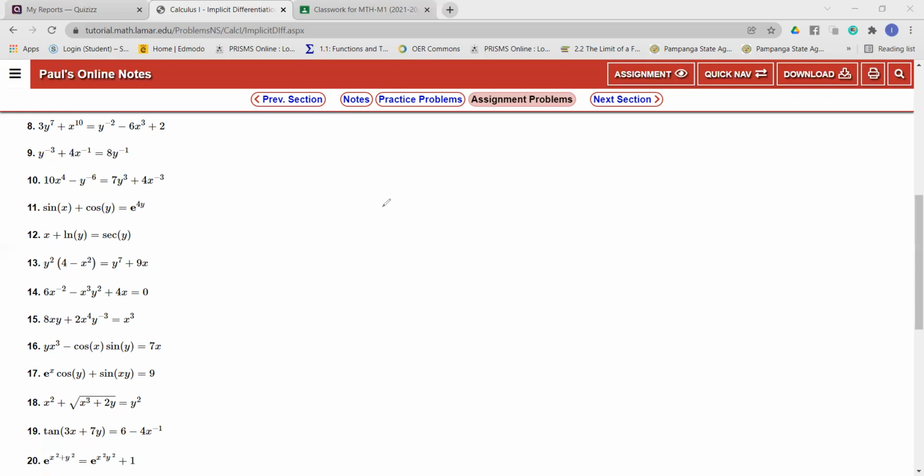Okay, number 17, e to the x cosine y plus sine of xy equals 9. Again, this is product rule, no? Kaya nga, gusto ko kayong sanayin yung mga sarili nyo in doing basic rules for differentiation and then the chain rule, kasi mahihirapan talaga kayo dito sa implicit if you're not familiar with those techniques, no?